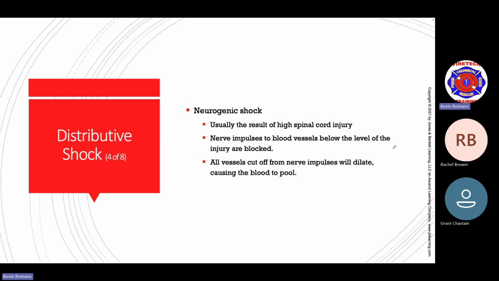All right, so muscles in the walls of the blood vessels are cut off from the sympathetic nervous system and the nerve impulses that cause them to contract. All vessels below the level of spinal cord injury dilate widely. It's massive dilation of your vessels, increasing the size and capacity of the vascular system, causing blood to start pooling. So basically anything below the injury down, you'll have significant dilation.